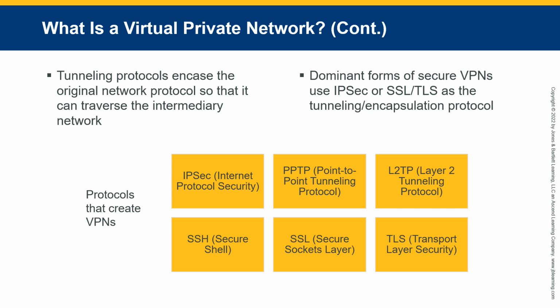So here we see the IPsec protocol and the SSH and the SSL, secure socket layer. SSL has kind of been deprecated. Point-to-point tunneling protocol has also been deprecated. L2TP has been pretty much deprecated, although you will see it in a few things still. And TLS is kind of the current one out there. TLS 1.2 and 1.3 are your current standards.